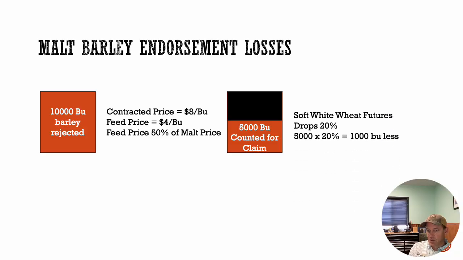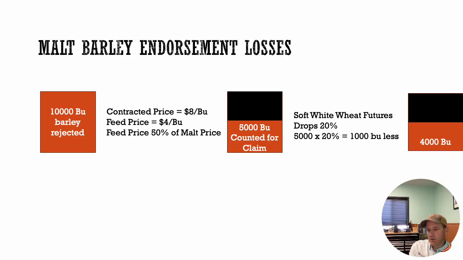Soft white wheat futures too, in this scenario, we're going to say drop 20%. That's what they use for your malt barley for the revenue protection. So because we're in revenue protection and in the malt endorsement, we got the reduction once already for it not making malt. We'd get another reduction because the price dropped. So they'd take in essence another 1,000 bushels off of that, or only count 4,000 bushels for your claim.